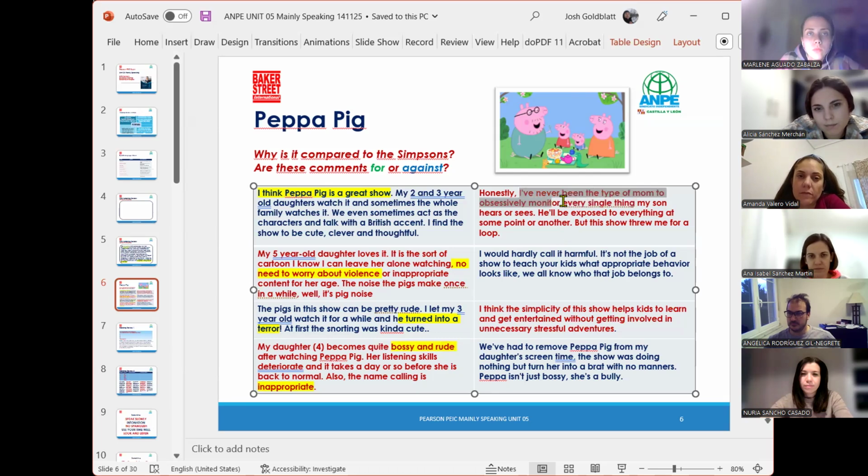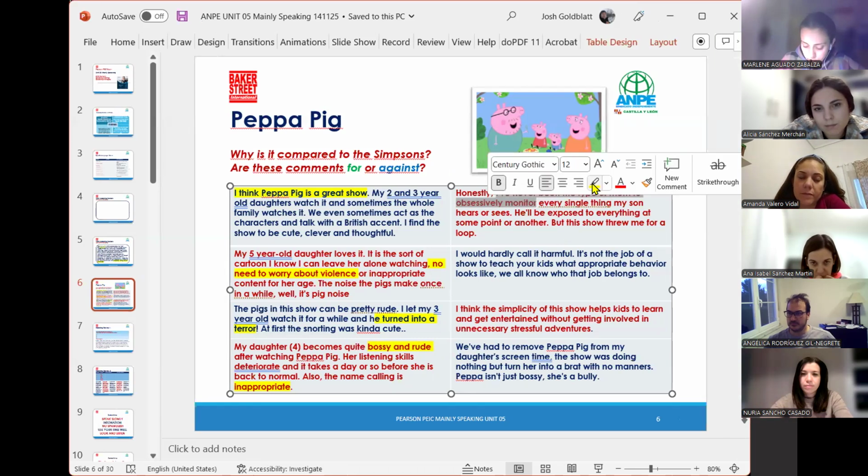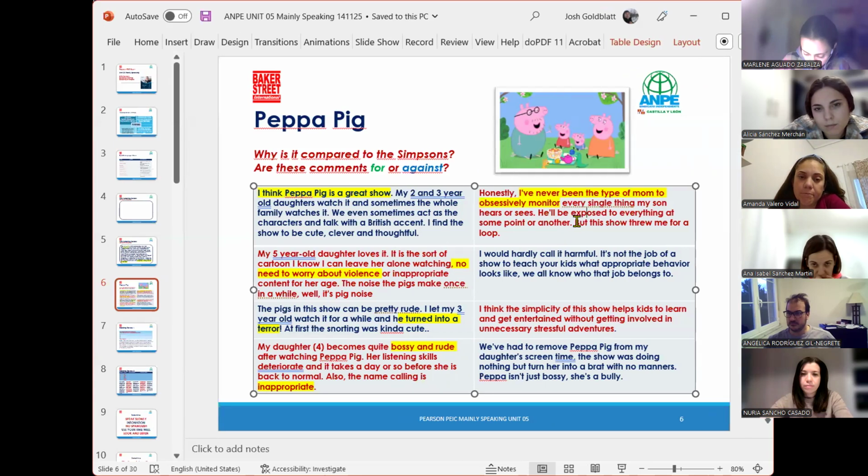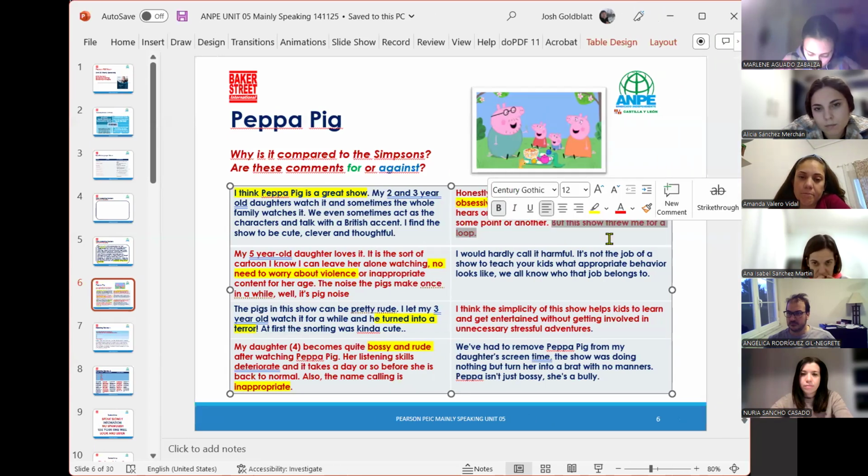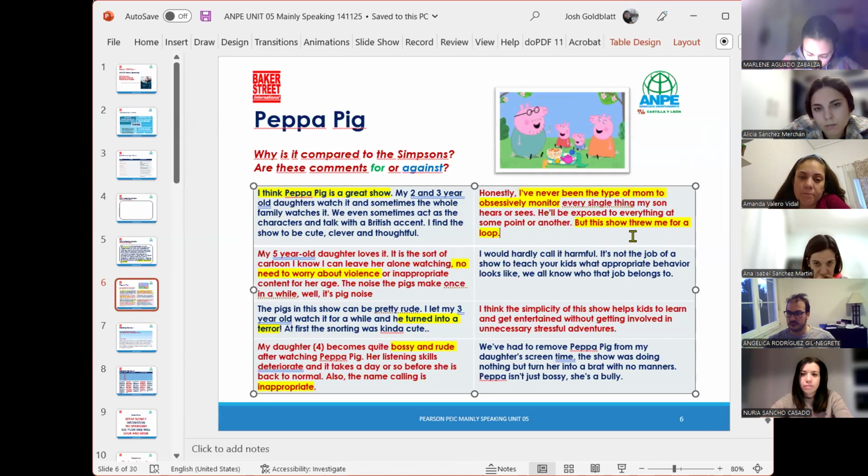"I've never been the kind of mum to obsessively monitor, but this threw me for a loop." This threw me for a loop is a negative expression. What's the meaning of this expression? It surprised me. It disappointed me. So it surprised me in a very bad way.